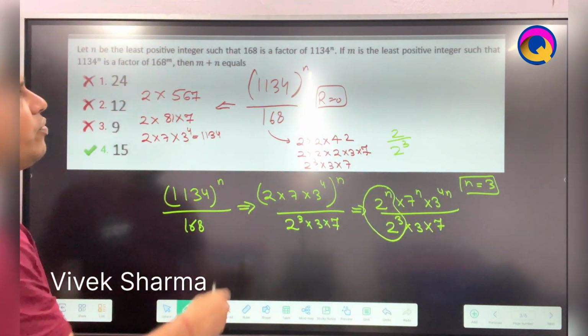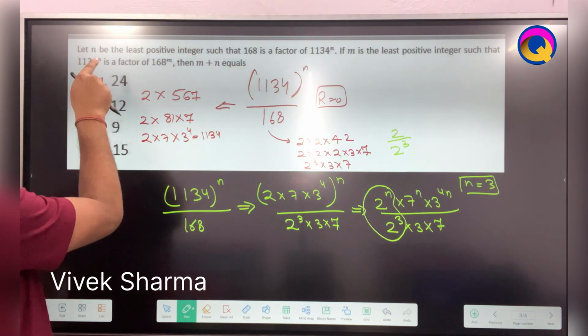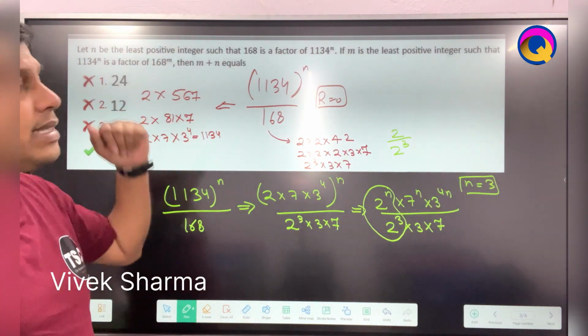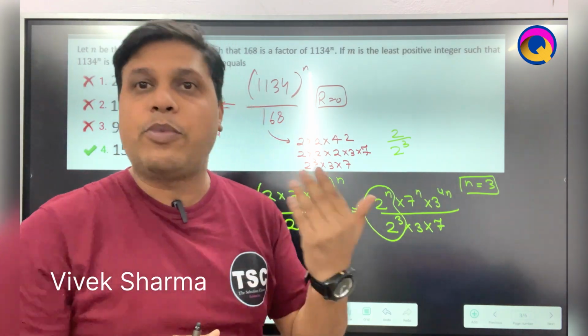Now if we talk about further, if n is the least positive integer such that 1134 power n is a factor of 168 power m. Now we have just, we can say, reciprocated the numbers.